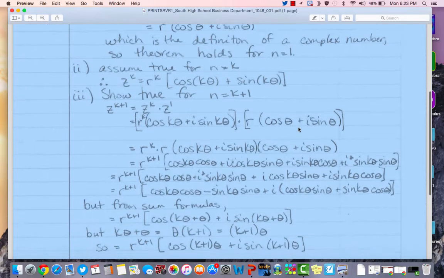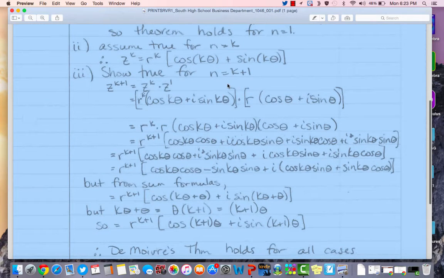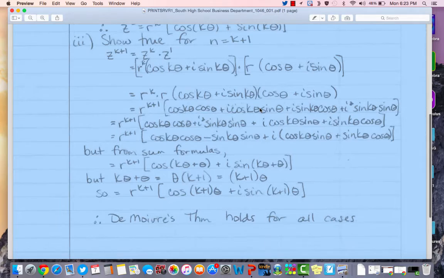The last part of the proof by induction is to prove for k plus 1. So we start with z to the k plus 1, but we can't use the theorem, so z to the k plus 1 can be written as z to the k times z to the first. So we make our substitutions for z to the k and z to the first. Now, because we're multiplying, we can rearrange and pull the two r's together. So we have r to the k times r, and then we have the cosine k theta plus i sine k theta, times cosine of theta plus i sine theta.